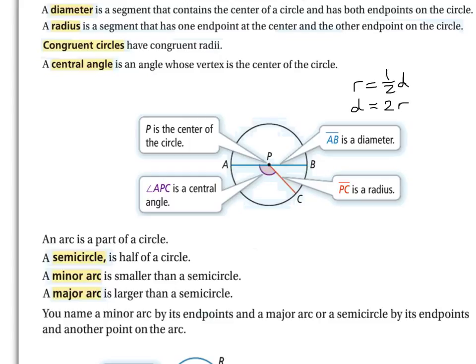Congruent circles have congruent radii. Radii is the plural of radius. So in other words, if you have two circles that are congruent, any radius that they have is going to be the same.